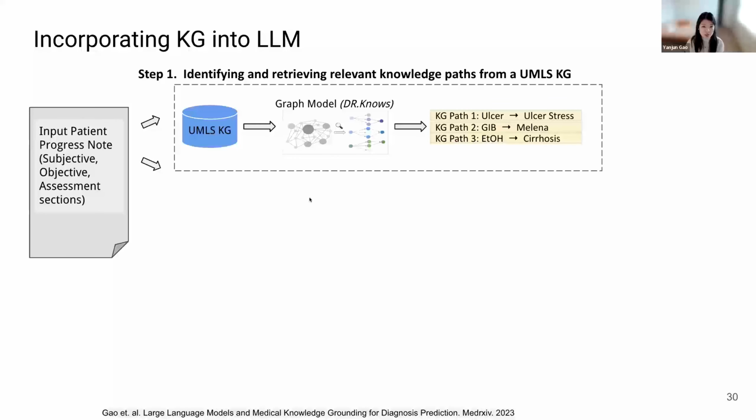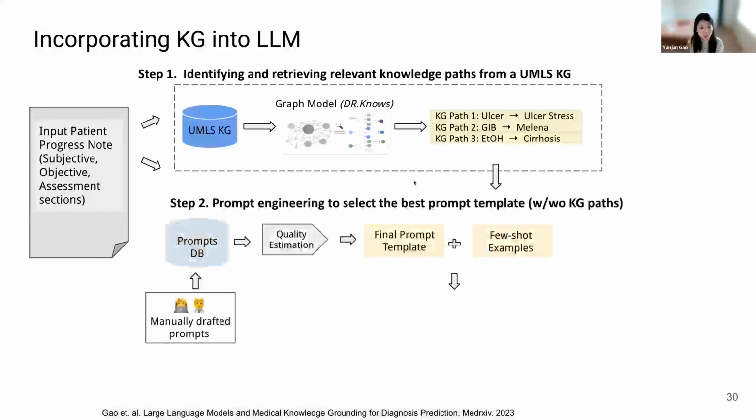And then how do we incorporate this graph neural network into the large language model? We're doing it under the retrieval augmented generation framework. The first step is, once we have a graph model, the Dr. Noh's model pre-trained, that would be able to pull out these different paths given an input patient's progress note. We start to incorporate this path using a prompt template.